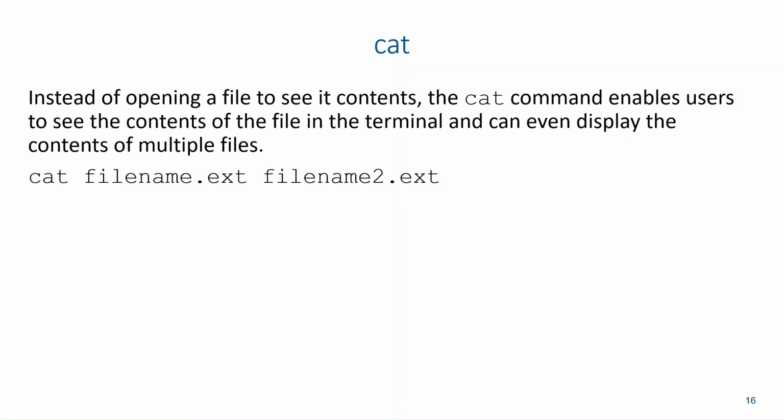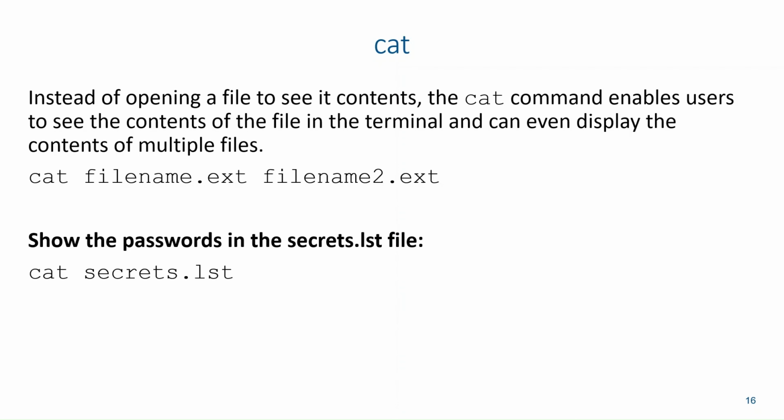Now we'll cover the cat command, which basically allows us to see the contents of a file within the actual terminal rather than opening up the file using nano or vim. If you wanted to display multiple files, you could do that at the same time too. To do this, we just say cat and then the file or the files that we want to display the contents of. So for example, if I wanted to show the contents of the secrets.lst file that we created previously, I could just say cat secrets.lst.